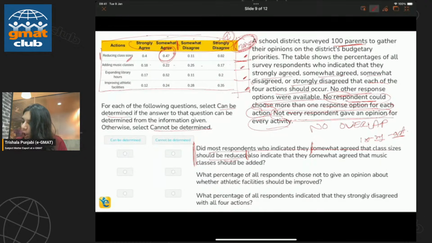Also indicate that they somewhat agreed that music classes should be added. Okay, so somewhat agreed on adding music classes. So these are the two things that we are comparing. Now, when you say most, what does most mean to you?